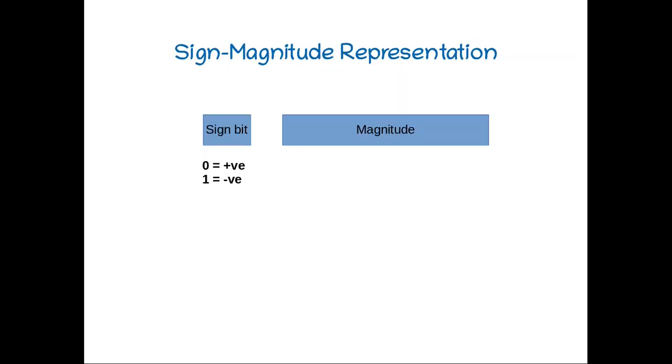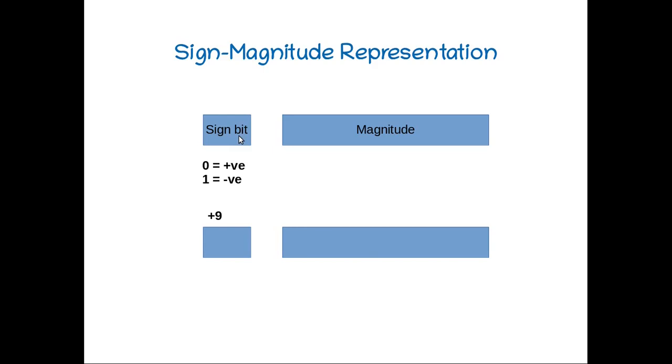So before that, we can refresh our sign magnitude representation. This is used for representing signed numbers. Here, if there are n bits, then n minus 1 bits are used for storing the magnitude of the number, and 1 bit is used for storing sign. So for a positive number, the sign bit will be 0, and for a negative number, the sign bit will be 1.